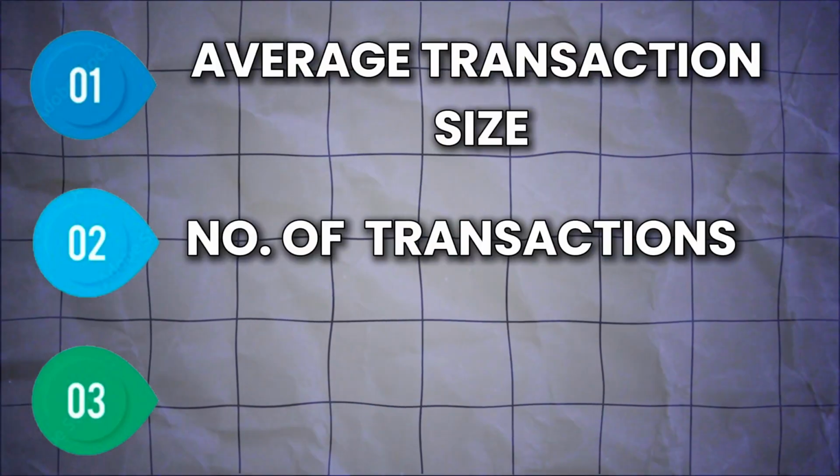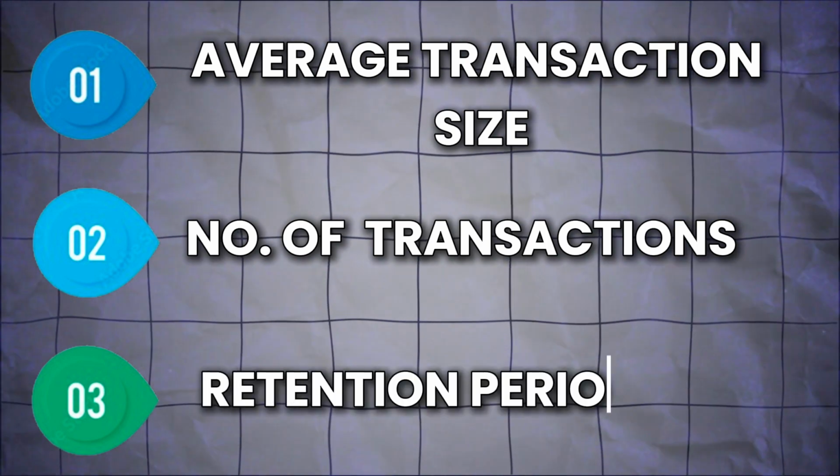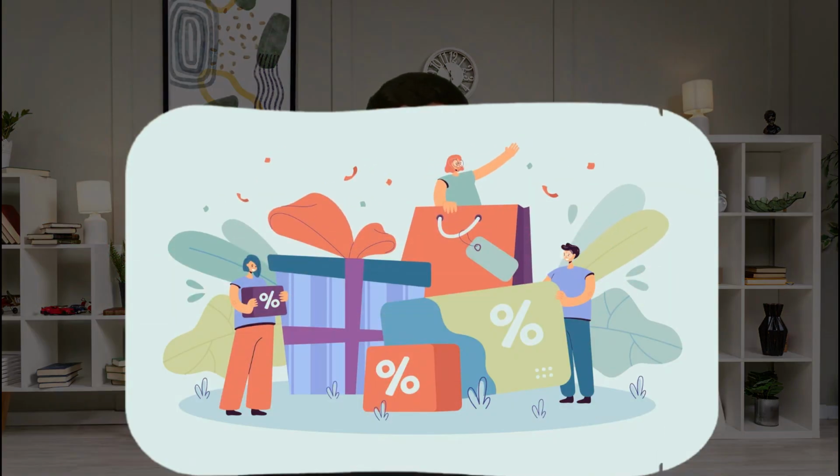Then the third part is the retention period, right? So we talked about average transaction size into number of transactions into retention period. Now retention period becomes important. What are the kind of loyalty programs that I can have so that this customer is with me for longer? So look at the formula and see how CLV can work specifically for your business.